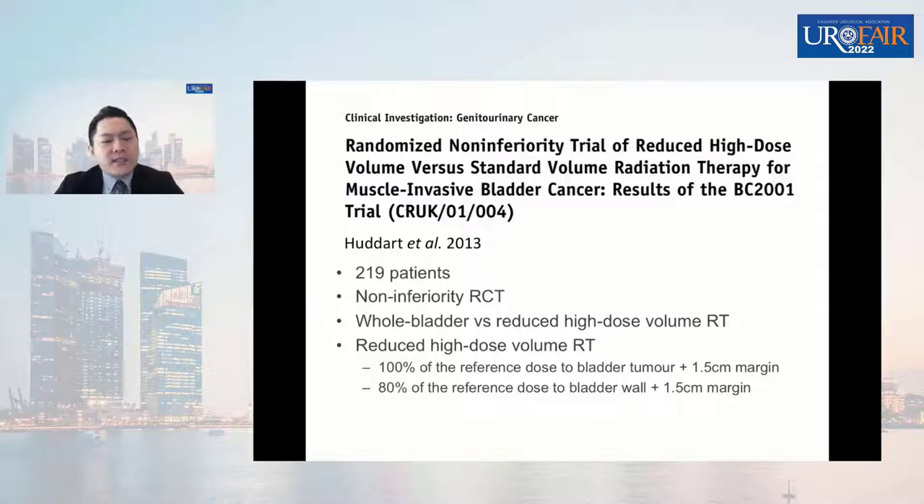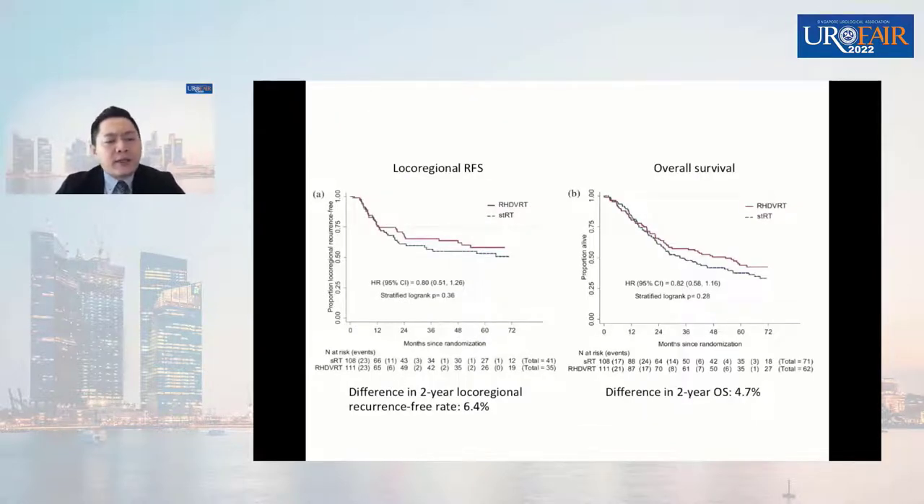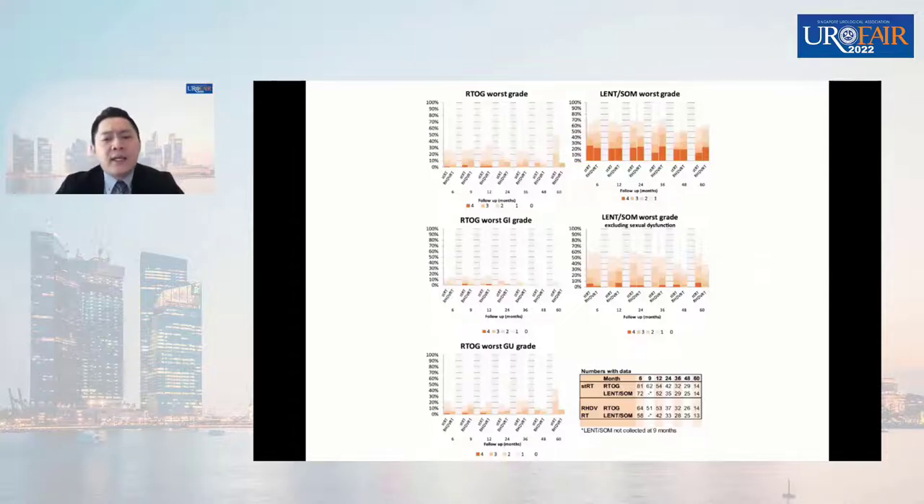One thing to stress is that this is a non-inferiority RCT to see whether a more focused RT can achieve a similar survival outcome. What they found is that the two-year local region recurrence-free survival and also the two-year overall survival are again similar between the two groups. Although the p-value is statistically insignificant, arguably the more focused RT group seems to have better outcomes than the whole pelvis group. And in terms of toxicity, again, we don't see any big difference between the two groups.